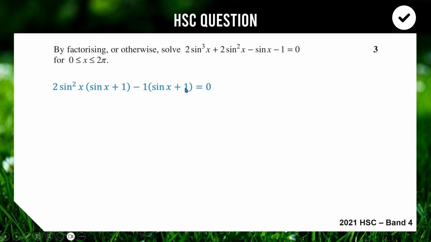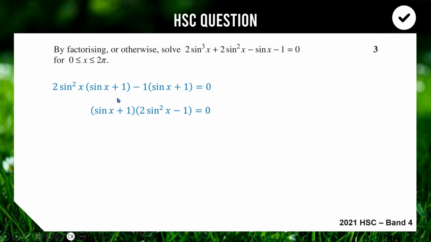So now I've manipulated the question so that I have 2 expressions with a common factor of sine x plus 1, and I can factor that out the front. That's going to leave me with 2 sine squared x minus 1 for our other factor. And there we go, we have factorized and now life is easy.